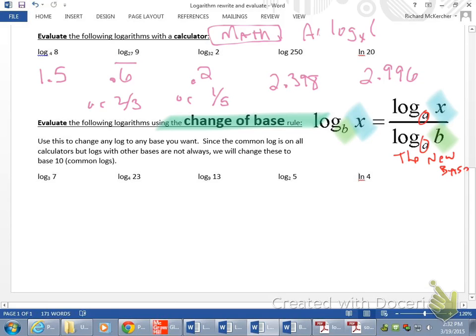So the change of base formula, it's important just to recognize where everything goes. Little b is your old base, your old base is going to be right here. Big X goes right here. And little a is going to be your new base. Now what does it look like? Let's just check it out on this very first example.